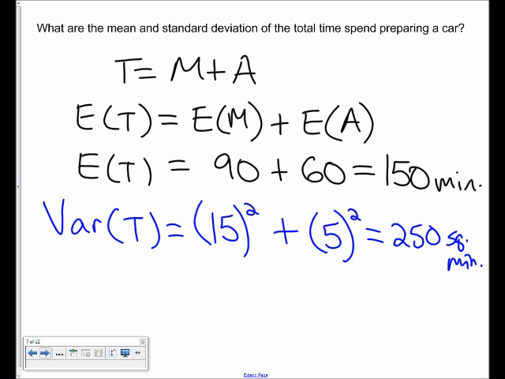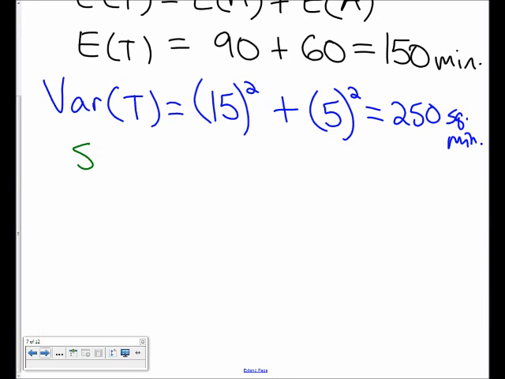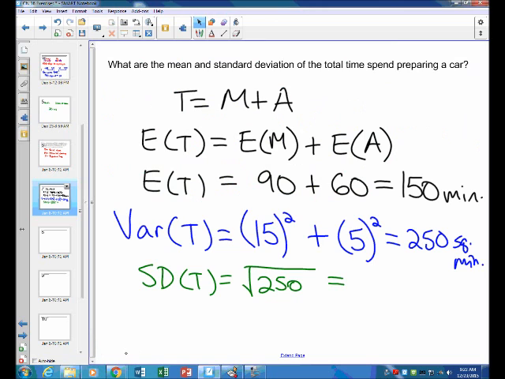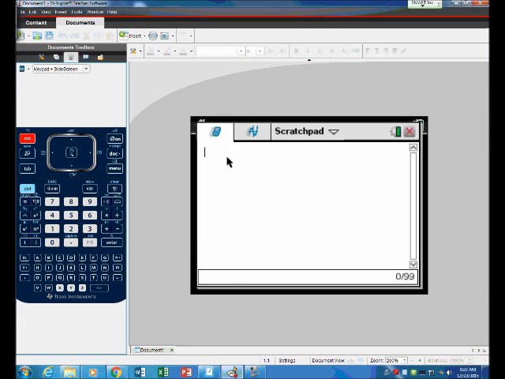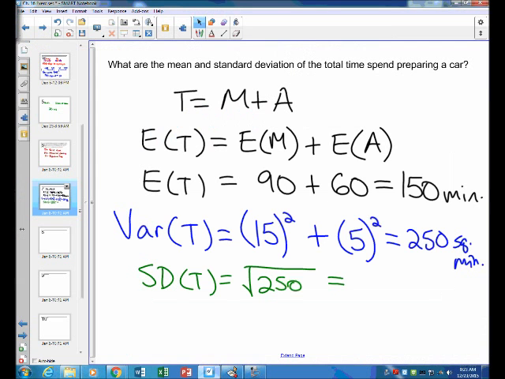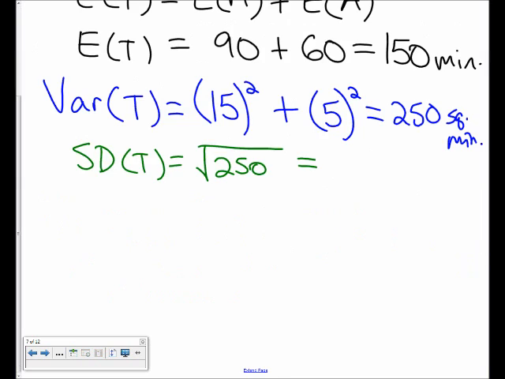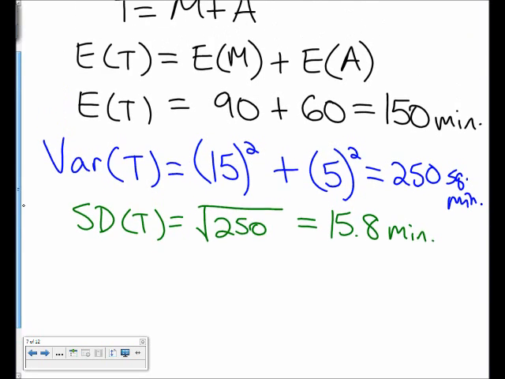All right, so I don't want squared minutes. I want just minutes, which is going to be our standard deviation. So I'm going to write the standard deviation for the total time is the square root of 250, which I'm going to use my calculator for. The square root of 250 is about 15.8 minutes. All right, so that is my standard deviation, 15.8 minutes.